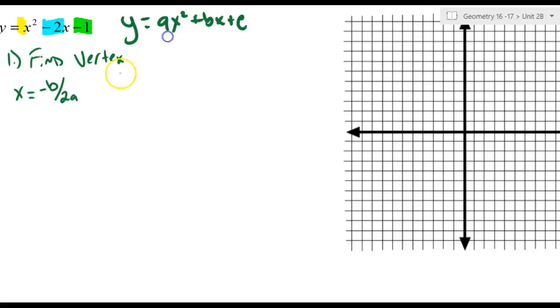So plugging these values in, negative 2 for my b divided by 2 times my a of 1. I'm going to simplify. Negative makes this a positive 2. 2 times 1 is just 2. So 2 over 2 works out to just be 1. So my x value of my vertex is 1.